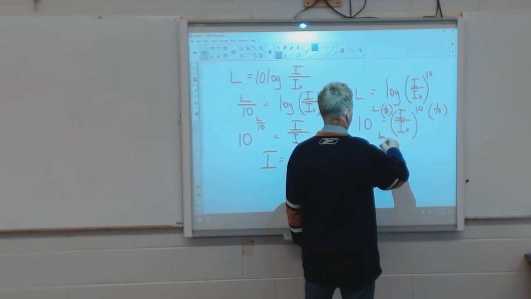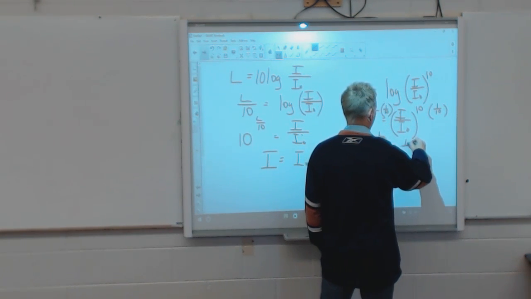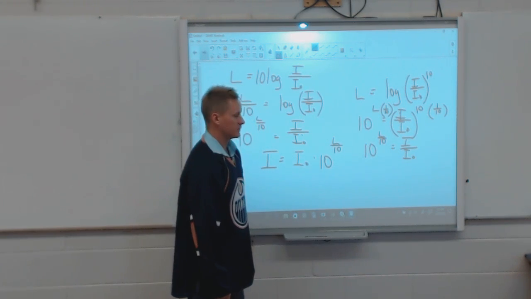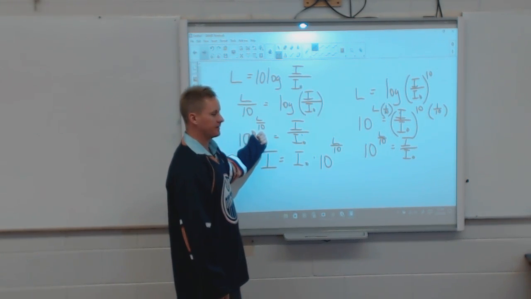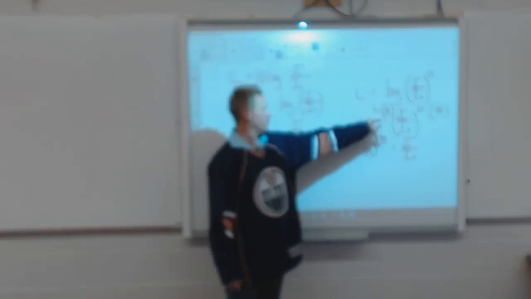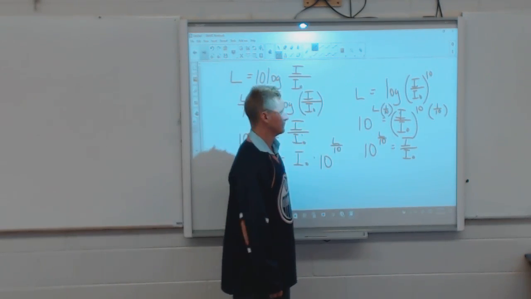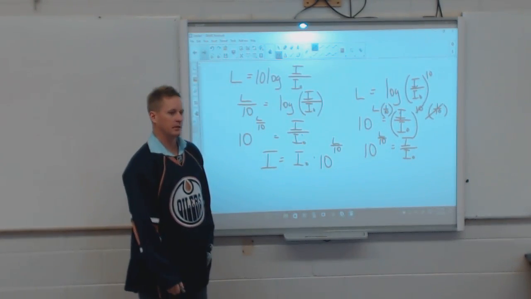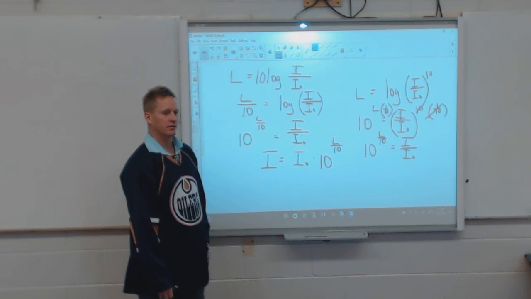10 to the L over 10 here is equal to I over I initial. So that's why I wouldn't have done it. That's why I would have divided the 10 first. But you picked that up, so that's okay. That's really good. Your way would have worked just fine if you understood it like that.